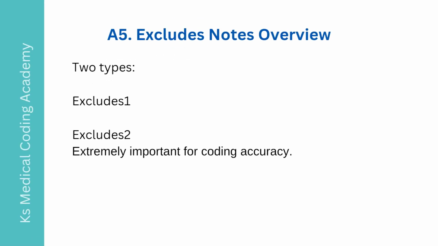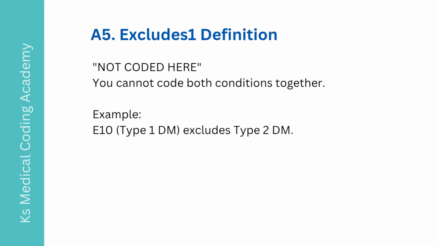Excludes notes overview. There are 2 types of excludes notes, excludes 1 and excludes 2. These instructions are critical for correct coding and must be followed exactly. Excludes 1 definition. Excludes 1 means, not coded here. When you see an excludes 1 note, those two conditions cannot be coded together for the same patient encounter.